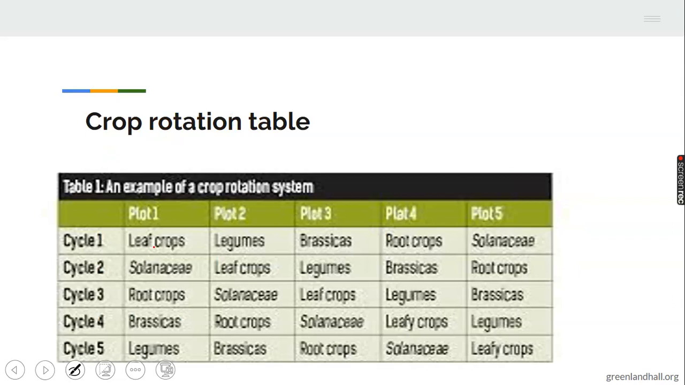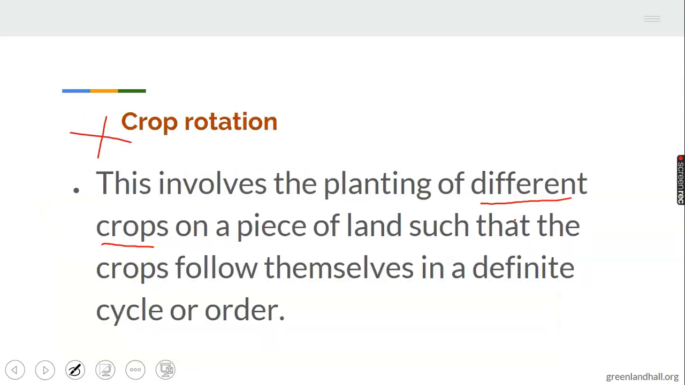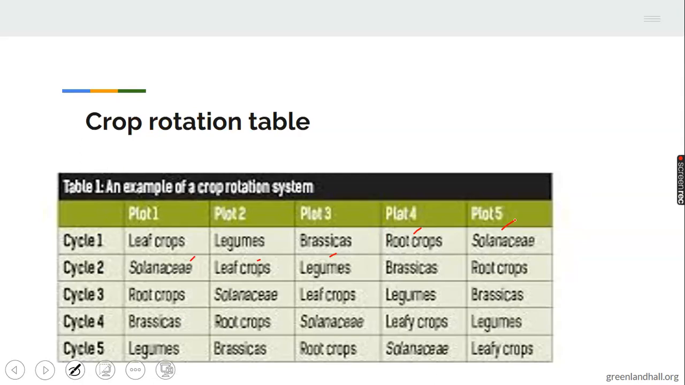This is a crop rotation farm. I encourage us to look at it very well. In plot A, you have plot 1, plot 2, plot 3, plot 4, plot 5. Subsequently, the farmer plants different crops. Different crops, different years: leaf crops, legumes. If you see circle 1, you have leaf crops, legumes, and basic soil crops. You have different crops on this piece of land in circle 1. In circle 2, the same thing. Different crops are planted on a piece of land.